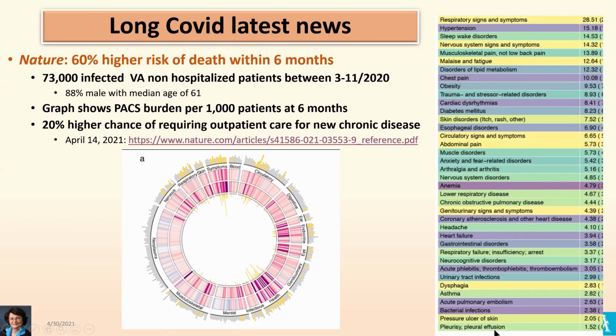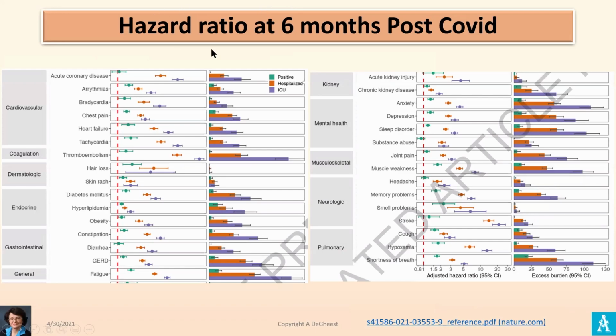You can see there's a lot of symptoms here, but these are acute pulmonary embolism, cardiac arrhythmias, malaise and fatigue, respiratory signs. I mean, this is a lot of problems. This is to give you an idea of the hazard ratio, where a ratio of 1, the red dotted line here, is the average population. And you can see it's affecting every organ, every major system in the body.